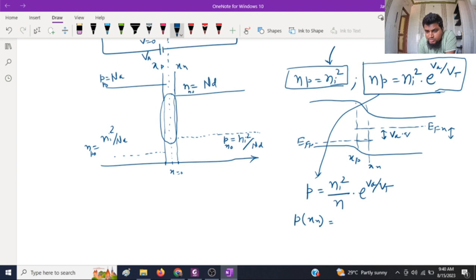So n at xn is not going to change because these are the majority carriers, and we are assuming that this is not changing much. That is called the low level injection. In that case, we can assume that because this majority carrier is almost like a buffer stage, it is not going to change. So you can write it directly as Nd e to the power VA upon Vt. Directly you should write.